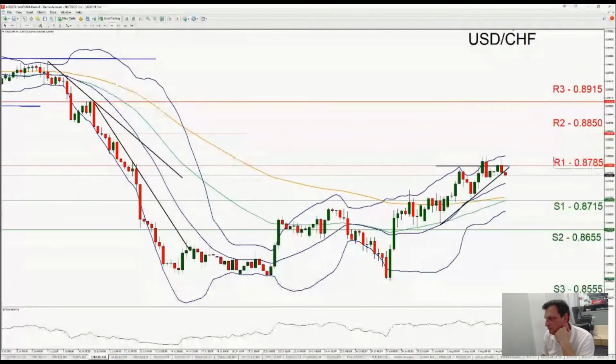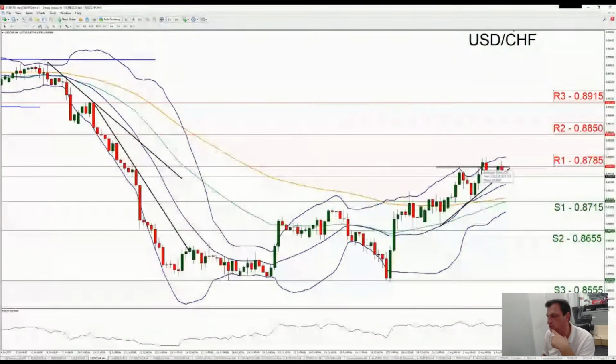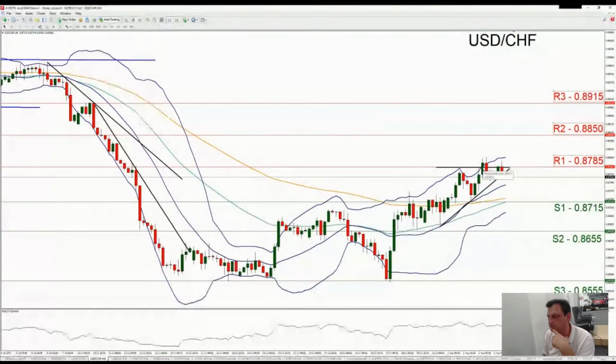Yesterday for USD CHF, we had highlighted the dilemma of the pair. Noted also the bullish triangle which was being formed. And it seems that the resistance line was able to hold its ground largely.